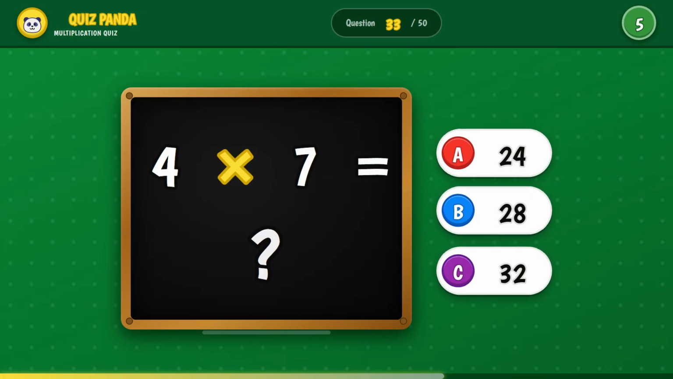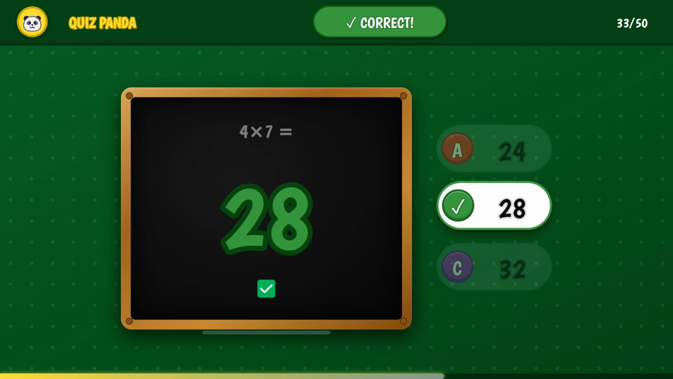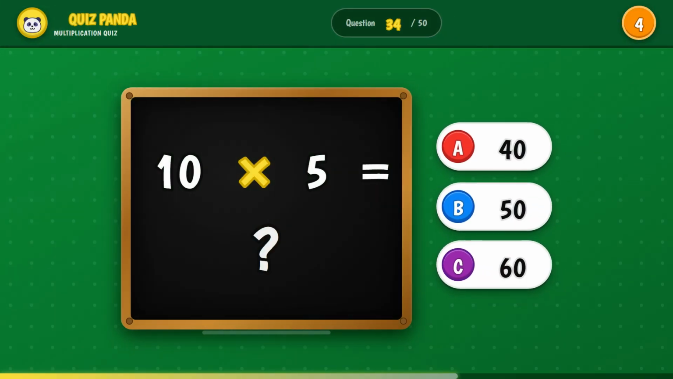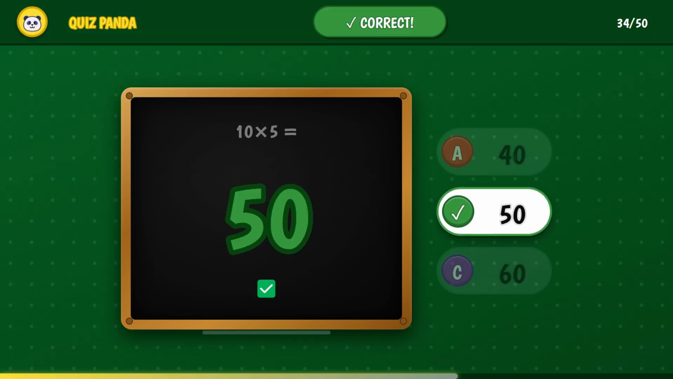Question 33. What is 4 times 7? The correct answer is B, 28. Question 34. What is 10 times 5? The correct answer is B, 50.